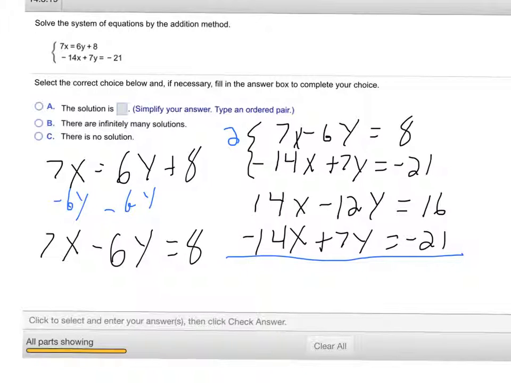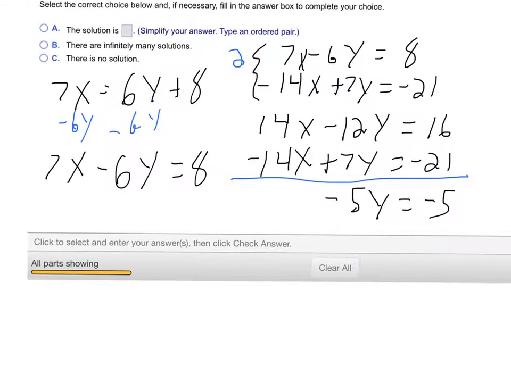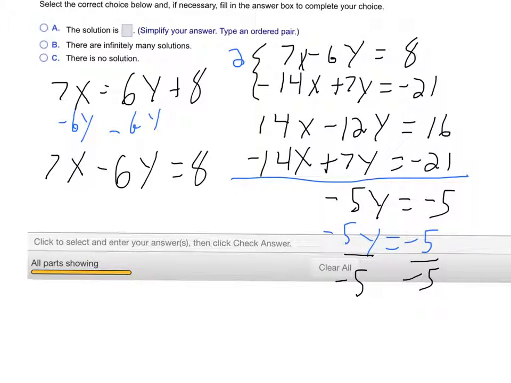And so if I add these equations, that'll be minus 5y equals negative 5. So I've got minus 5y equals negative 5. Divide each side by negative 5 here. And so I get y equals a positive 1. And so now I have half the answer and most of the work.